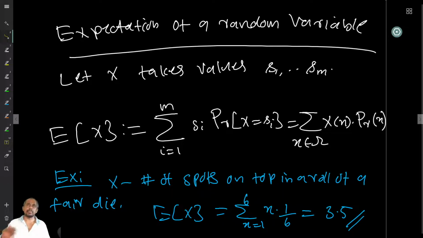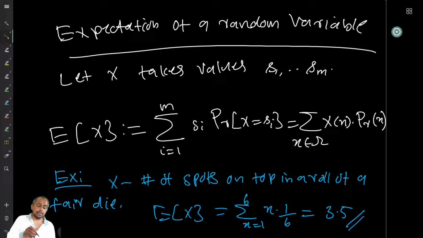You will never get 3.5, but what it says is that if you roll the dice, let us say, 10,000 times, and every time you get a number, you are given that many rupees, right? So every time I get 6, I will get 6 rupees. If I get 3, I will get 3 rupees. Then if I do it 10,000 times, I will get 3.5 into 10,000 rupees. That is the expectation. That is what it conveys.